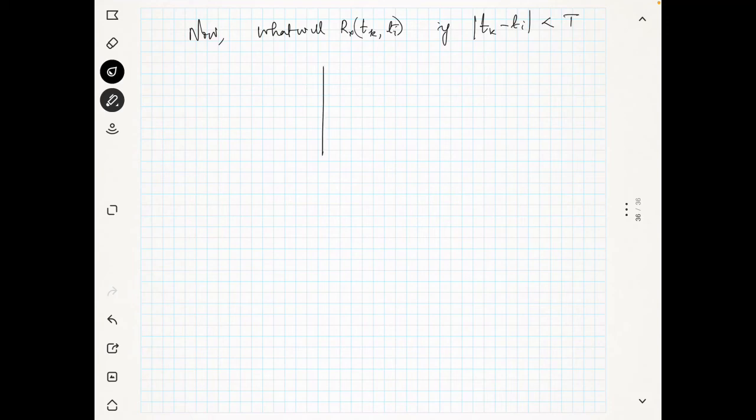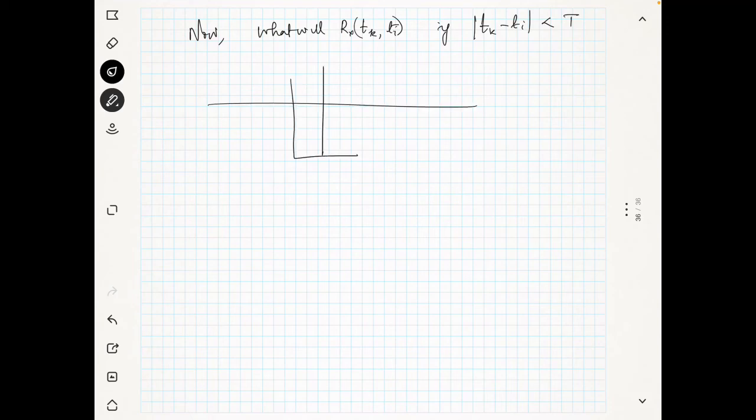Okay, if we are observing the time instant which is less than T, then now we will see what will be Rx of Tk and Ti if Tk minus Ti is less than T. So it has been given that the magnitude of Tk minus Ti is less than T. Now we will see what is the pulse.